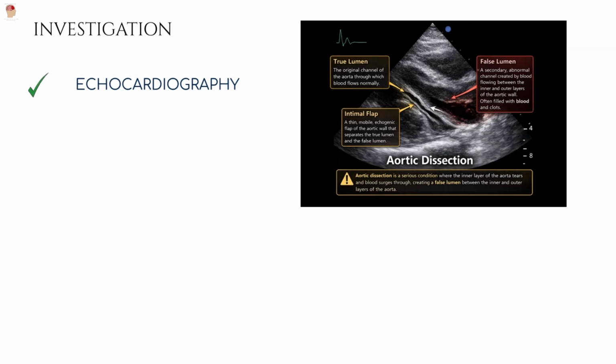In echo, you can easily see a true lumen and a false lumen, which is separated by an intimal flap, which is seen as a thin mobile echogenic flap of an aortic wall, which will be separating the true lumen and the false lumen.